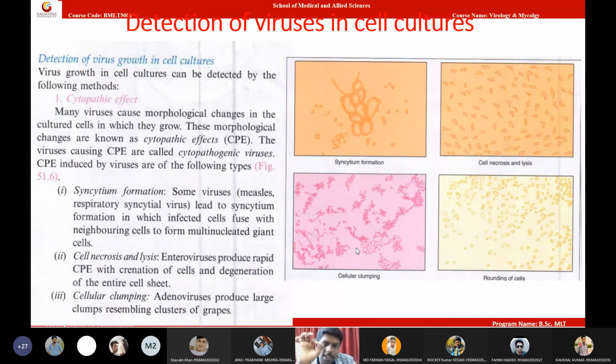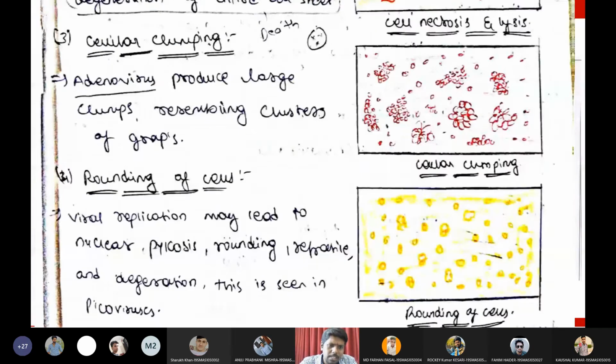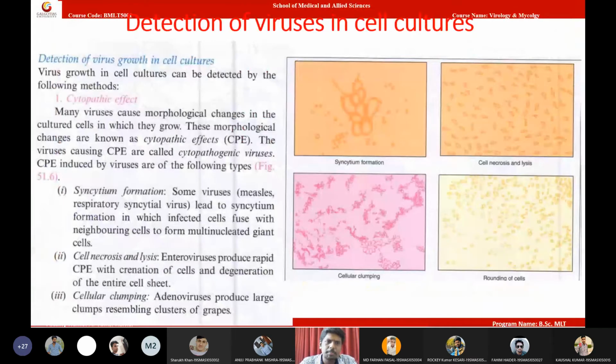And adenoviruses are responsible for your common cold. Most of the common colds, when you say, I got viral fever, I got sneezing in the winter, that is because of adenoviruses. Okay, so these adenoviruses will show cellular clumping. And last and final is rounding of cells. Rounding of cells will be shown by some picornaviruses. So some picornaviruses will show rounding of cells.